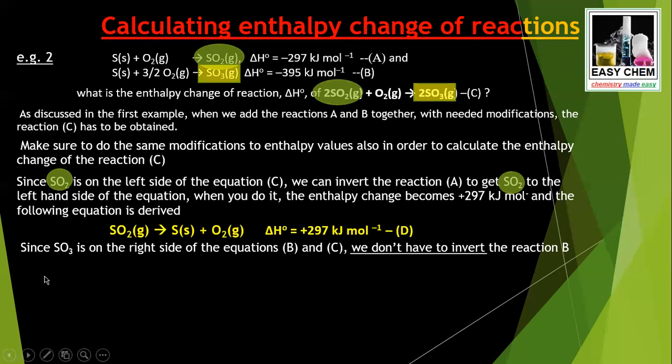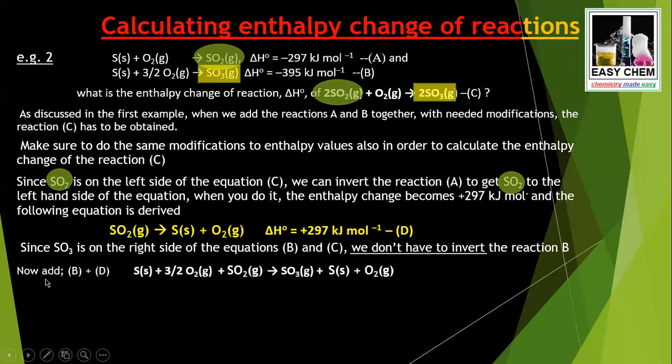Now go to the next point. Since sulfur trioxide in equation B is on the right-hand side, and in equation C also it is on the right-hand side, if you add B and D, sulfur trioxide will come to the same side as in equation C. So here I'm telling that since sulfur trioxide is on the right-hand side of equations B and C, we don't have to invert reaction B.